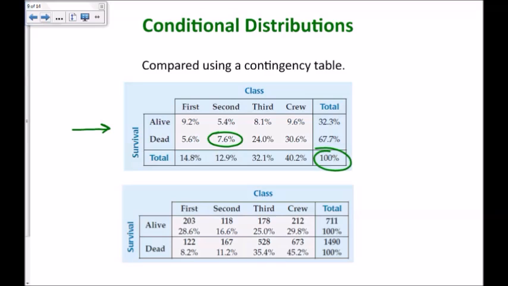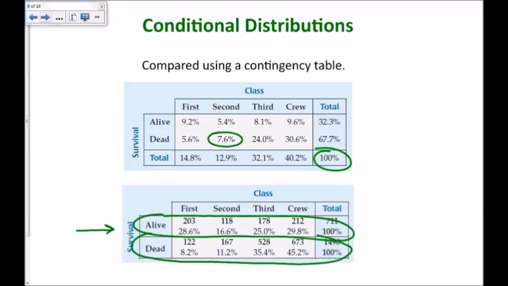The bottom graph is comparing those who lived and those who died, looking at that variable specifically. So of those who lived, 28.6% of them were first class, and 29.8% were crew, for example. And of those who died, 8.2% were in first class, and 45.2% were crew. So you can compare looking at that variable. And you can also look at it comparing it based on class if you wanted to.